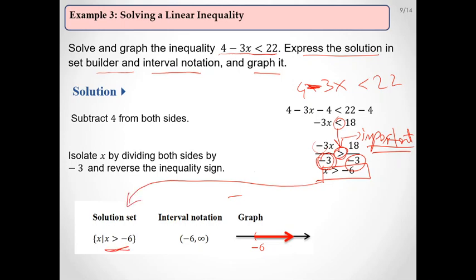The set of all x's such that x is bigger than negative 6. This is the set builder notation. Interval notation, x is bigger than negative 6, but there's no limit for this side, so we say infinity. And in the graph, we say negative 6 to infinity. So it goes endless, and we put the infinity here.